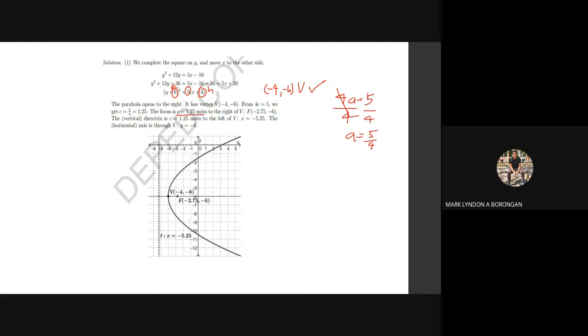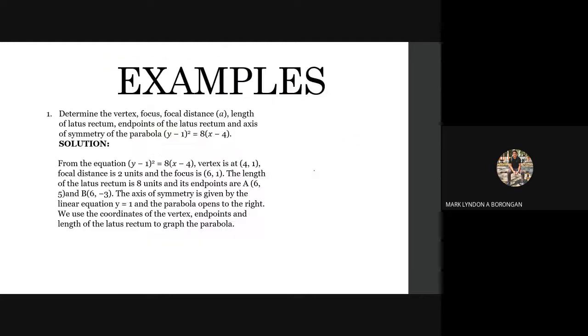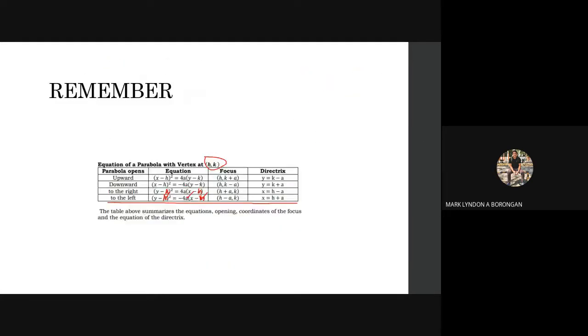Since this is a y equation, the movement goes along the x direction. So, from negative 4, you add 1.25, and the y stays at negative 6. That will become negative 2.75 and negative 6. We just base it on the table, guys. Here is the table.